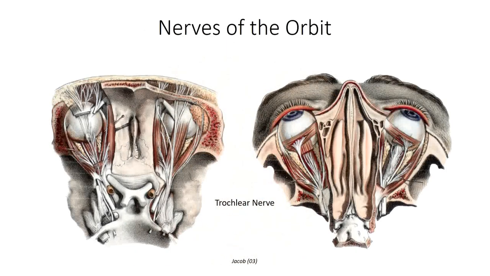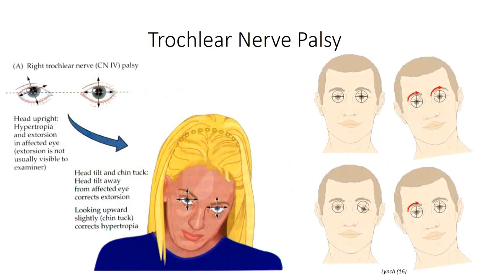The trochlear nerve also passes through the superior orbital fissure. This small branch passes to the underside of the superior rectus muscle, which it innervates. Because of its role in intorsion and depression of the pupil, trochlear nerve palsy typically results in a slightly elevated and extorted eye. To compensate, the patient will typically adopt a head posture that would normally require the affected eye to assume such a position.